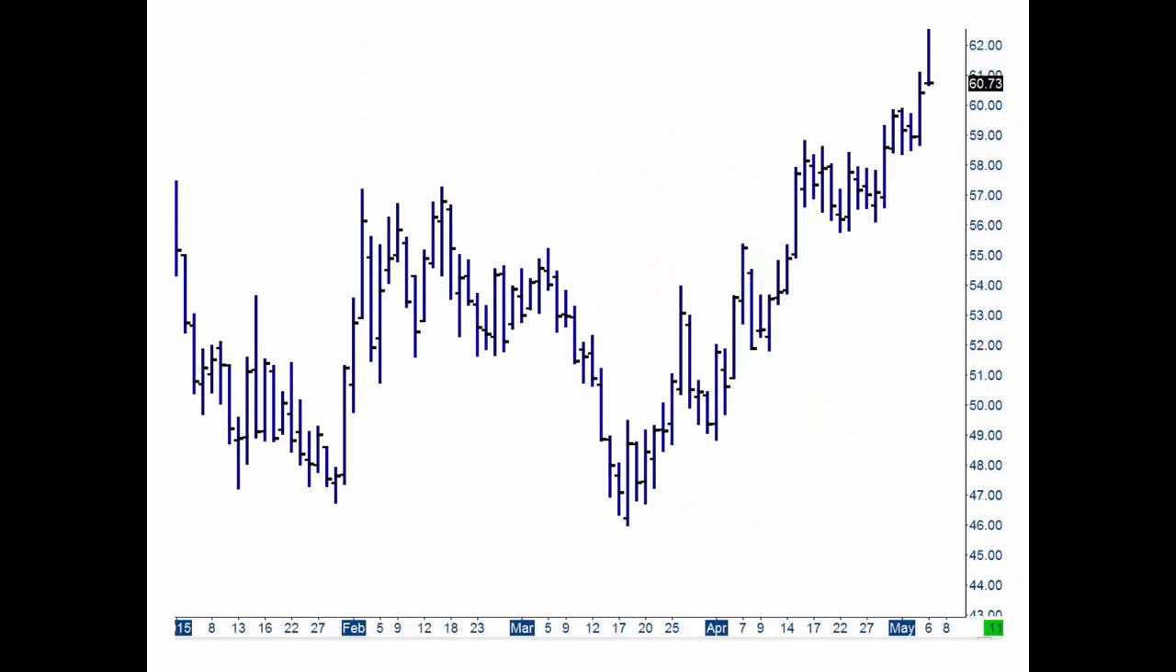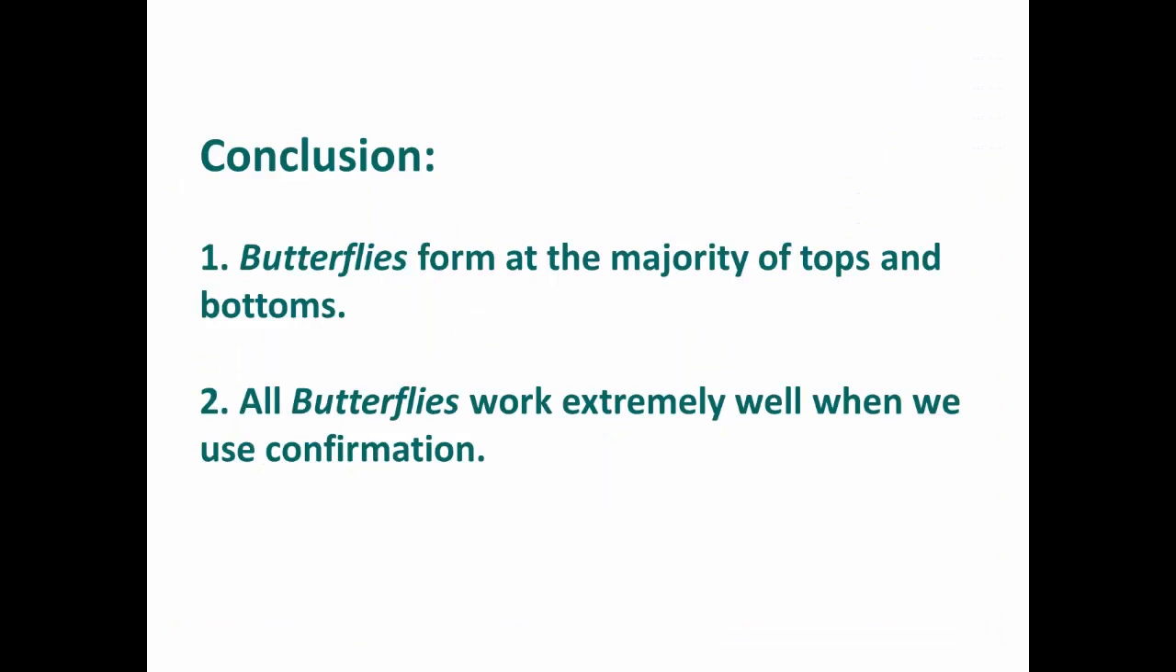Wow, notice this huge bounce to the upside, a $6 move since it bottomed out the middle of March. Butterfly patterns work tremendously well on daily charts as well. In fact, they work in all time interval charts, from a daily chart to a monthly chart down to the 1-minute chart. So, conclusion: number one, butterflies form at the majority of tops and bottoms. And number two, all butterflies work extremely well when we use confirmation.